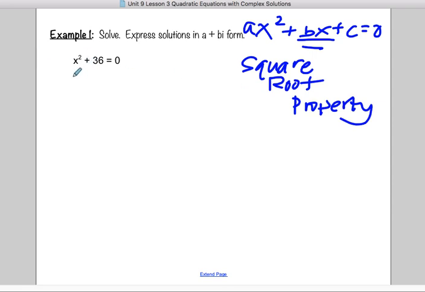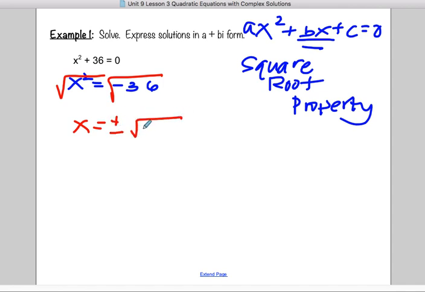So for this one, I'm going to subtract 36 to the other side, which gives me negative 36. And then to get x by itself, we go ahead and take the square root. Extremely important, when you take the square root, there are two answers, positive and negative, and that's the square root of negative 36. The square root of negative makes it an i, but let's just break it apart. It's really negative 1 times 36.